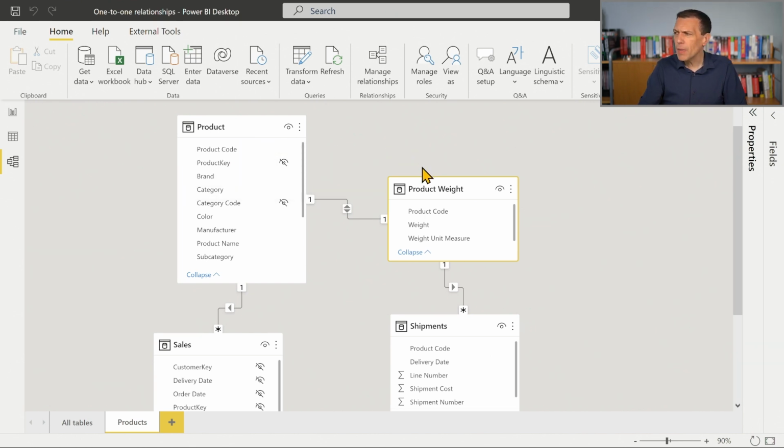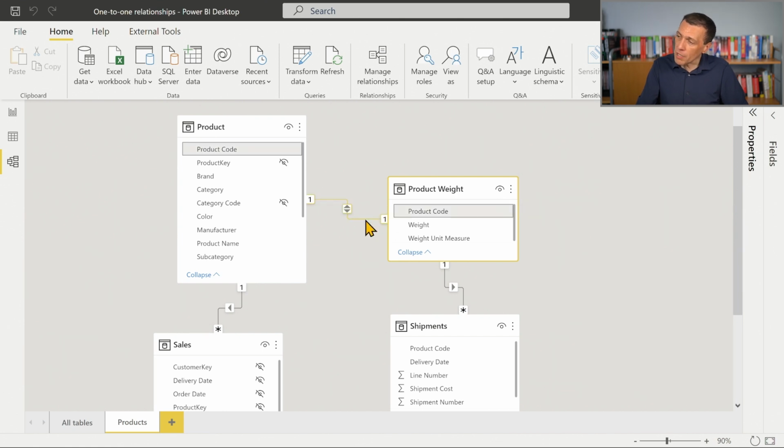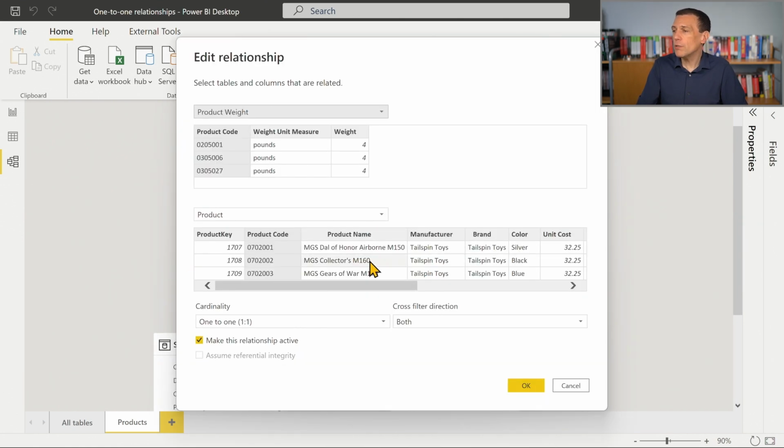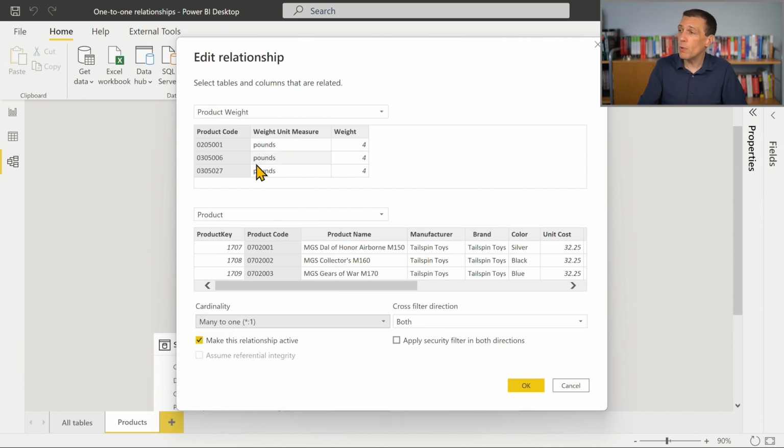So actually, I don't see a reason why this should be a one-to-one relationship, because technically I want to define a constraint in the product code in the product table where the product key must be unique and the product code must be unique. But actually, product weight is more like an optional detail I have for this table. So in order to figure out whether my assumption is true, you could try to change this to a one-to-many, in this case a many-to-one, because we consider the product weight on the many side.